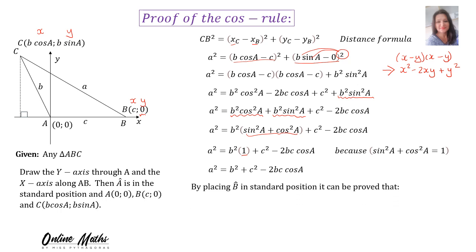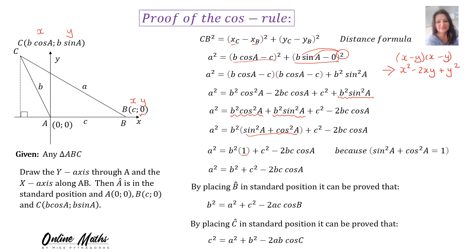But you have to add, by placing angle B in standard position, it can be proved that b squared is equal to a squared plus c squared minus 2ac cos B. And by placing angle C in standard position, it can be proved that c squared is equal to a squared plus b squared minus 2ab cos C.